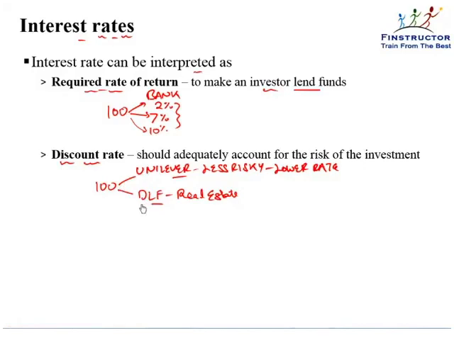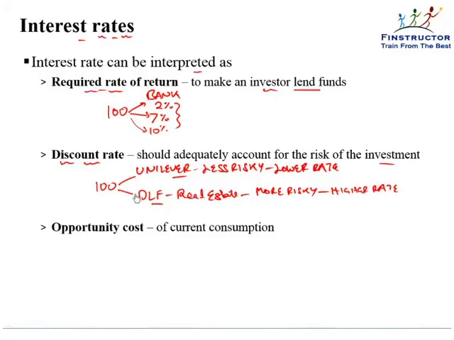If we were lending the funds to DLF, on the other hand, we know that if the economy goes into a recession, DLF can go bankrupt or there may be significant strain on the cash flows. Hence, this investment looks more risky, and if we are lending the money to DLF, we would charge a higher rate. So the second theory says that the discount rate should adequately account for the risk of the investment.